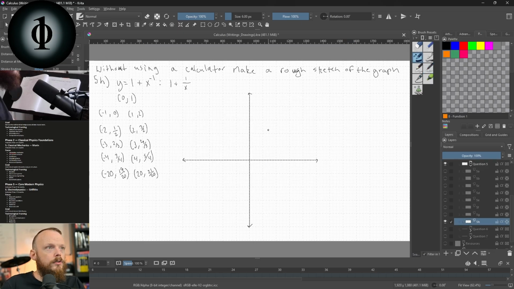I think I gotta go. Control Shift S. 0, 1. Negative 1, y is 0. Negative 2, y is a half. Negative 3, y is 2/3. Negative 4, y is 3/4. Negative 20, y is 19 20ths.